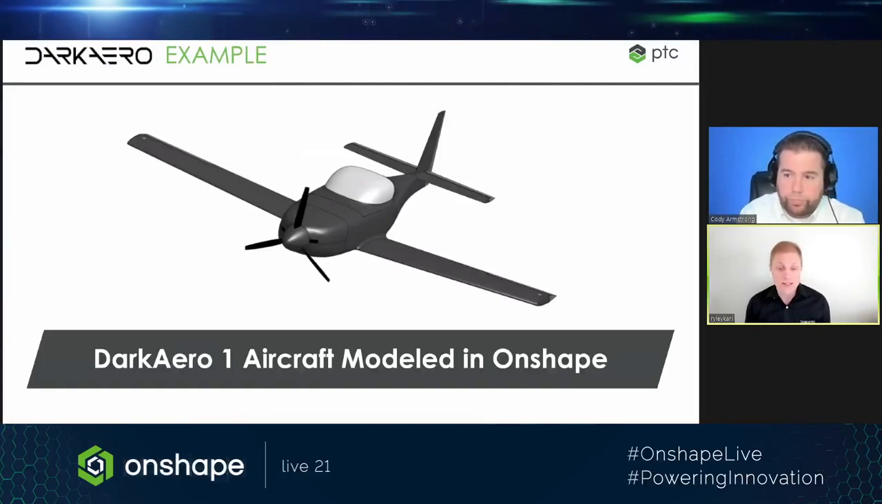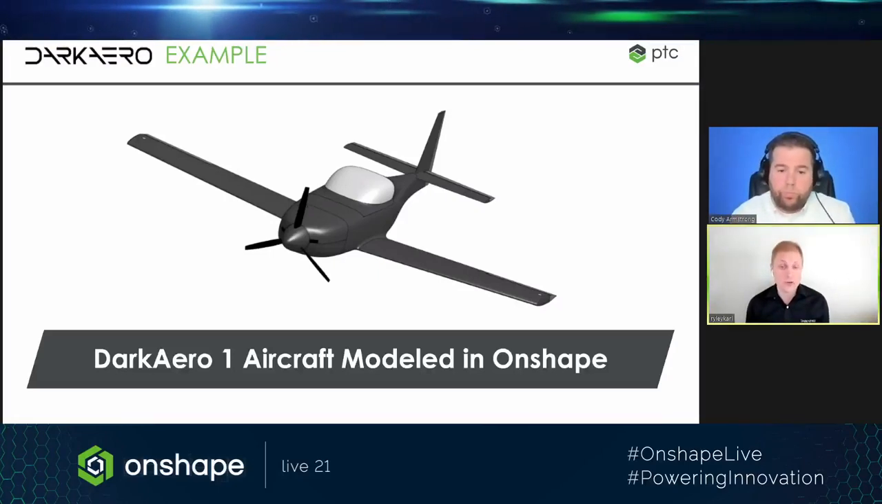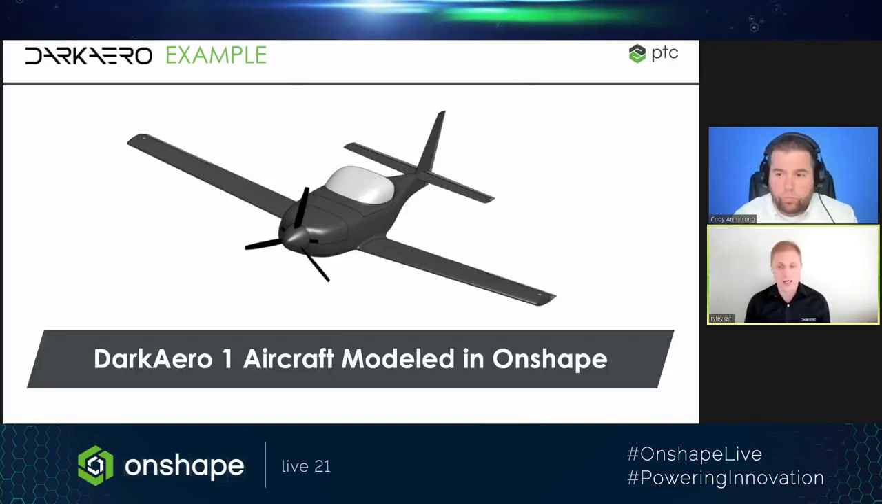So we designed the entire Dark Arrow 1 in Onshape. And not only did we design the aircraft in Onshape, but we also designed all the tooling in Onshape. So the whole airframe is carbon fiber composite. It's made on a whole bunch of different CNC machine molds. So we designed all those molds in Onshape as well, and then use that CAD data to feed to our CNC machines to cut out the molds. So next slide, Cody.